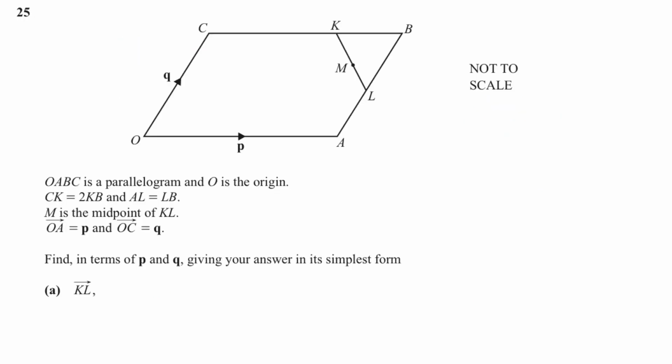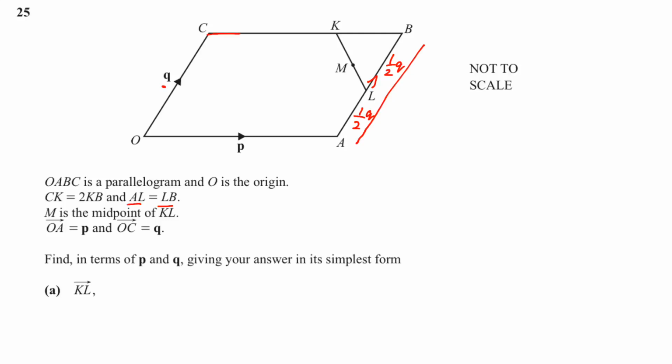Question number 25 is a vector question, and we have been told that CK is equal to 2KP. So this is 2 times KP, and M is the midpoint of KL, OA is P, and OC is Q. And also AL is equal to LB. Let's write down the information that we got. AL is equal to LB. We know that if two lines are parallel, their value will be the same. So if this is Q, this line AB is also going to be Q. So AL is going to be half Q and BL is going to be half Q.